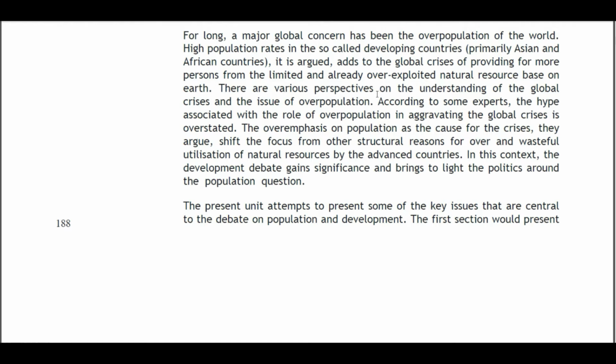There are various perspectives on the understanding of the global crisis and the issue of overpopulation. According to some experts, the hype associated with the role of overpopulation in aggravating the global crisis is overstated. The overemphasis of population as the cause of crisis, they argue, shifts the focus from other structural reasons for over and wasteful utilization of natural resources by the advanced countries. In this context, the development debate gains significance and brings to light the politics around the population question.